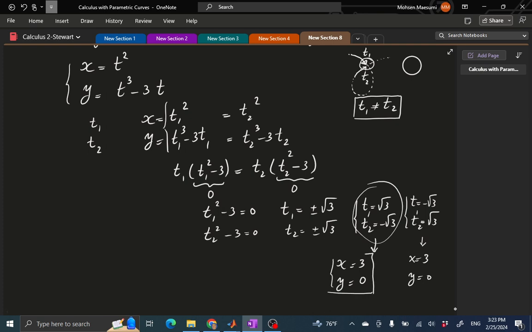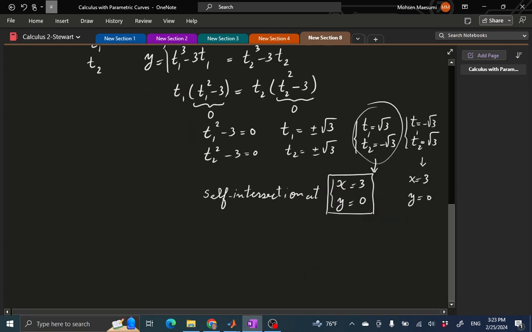So what we have here is that the self-intersection happens at this particular point. That was item 1.